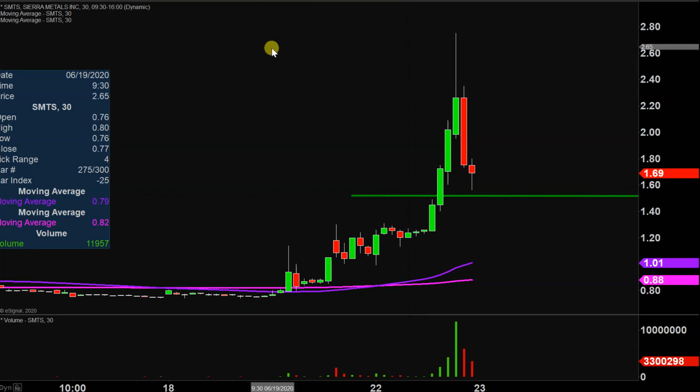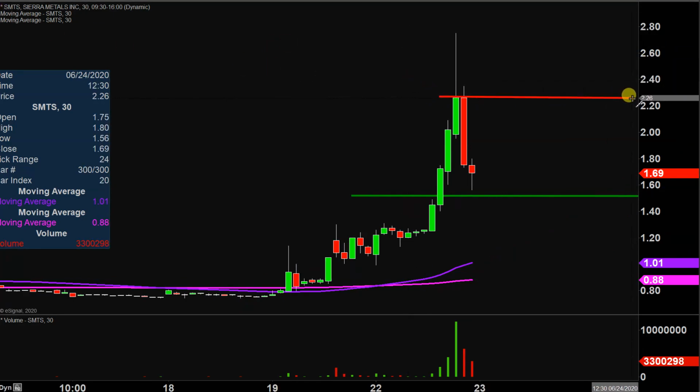As far as areas of resistance are concerned, keep a very close eye right up there at the $2.25 mark. That's where the party essentially stopped today. I get it. There was that spike up above that area. But before we start worrying about $2.80, let's just first see if the price can not only get up to $2.25, but then break above there.